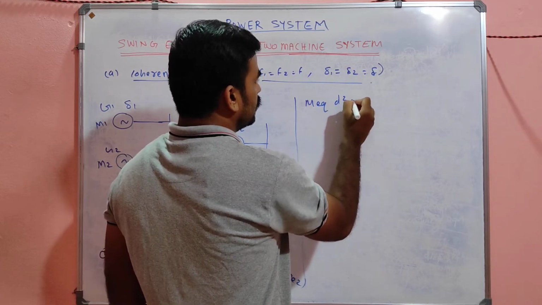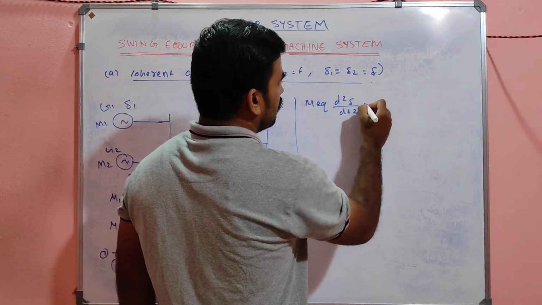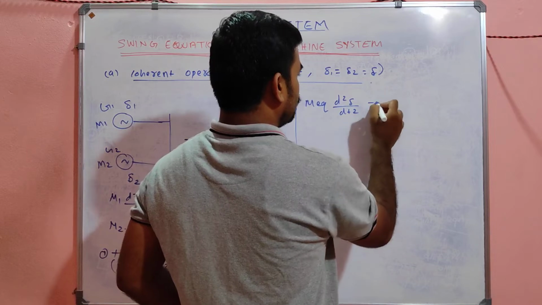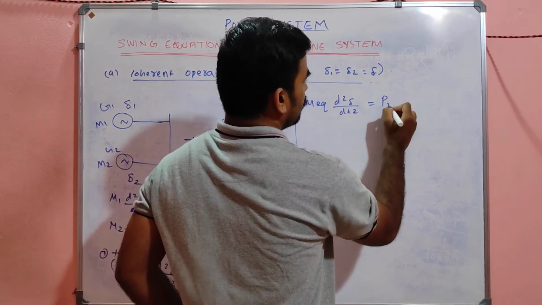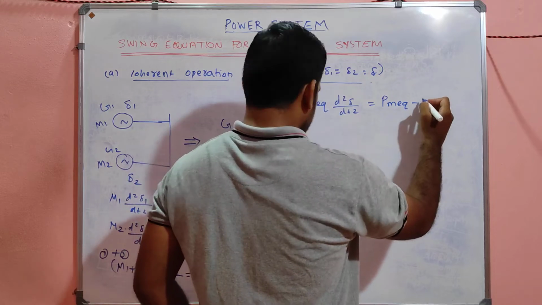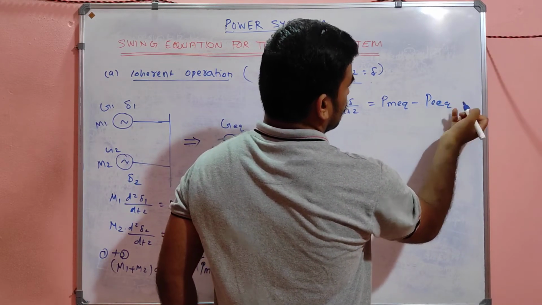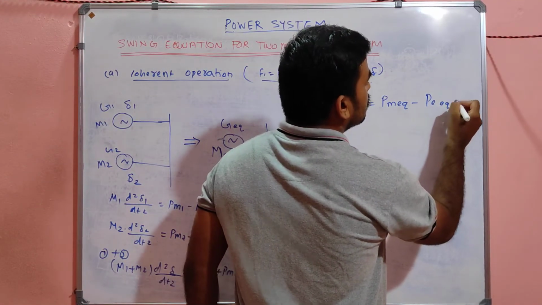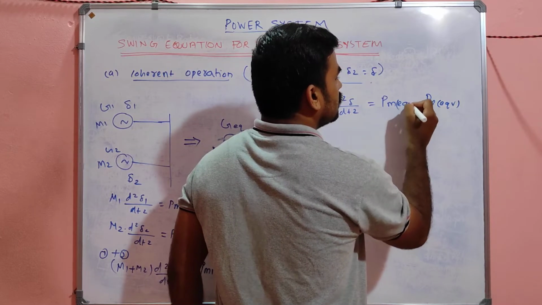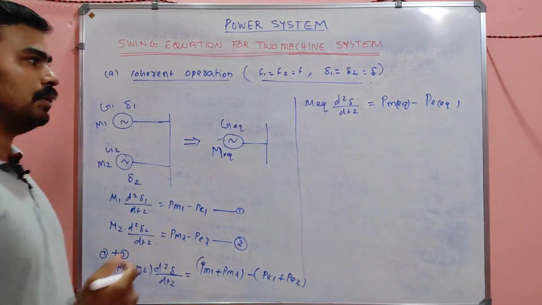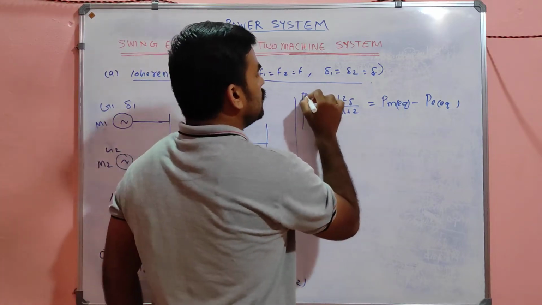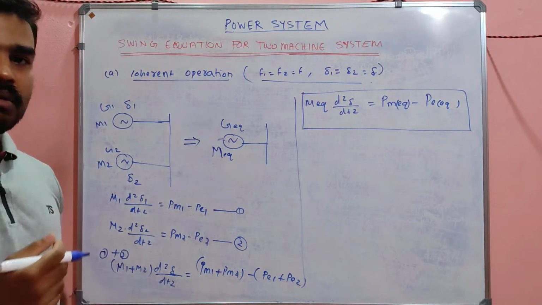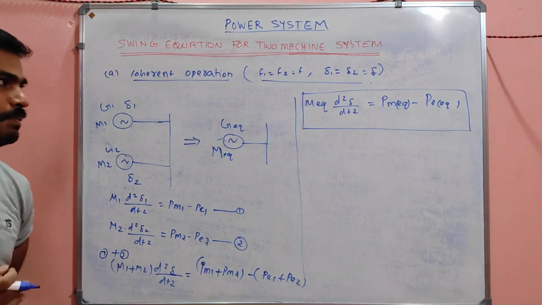M equivalent d²δ/dt² is simply equal to Pm equivalent minus Pe equivalent. So this will be the swing equation of a two machine system which are operating coherently, where M equivalent is nothing but, my dear, M1 plus M2.